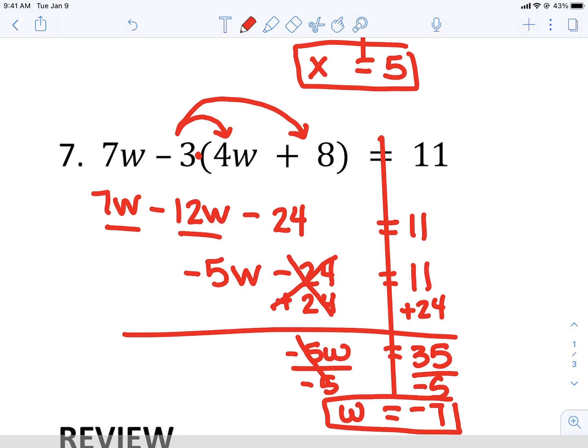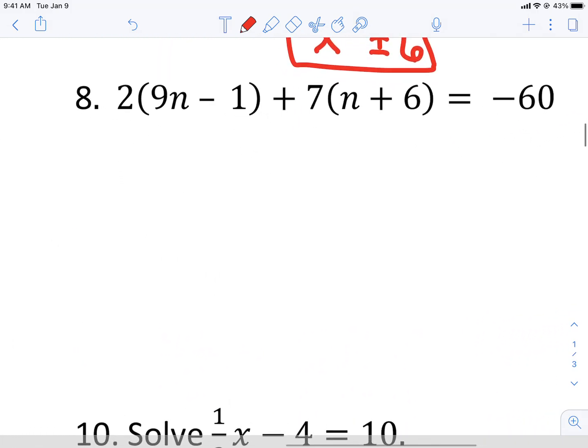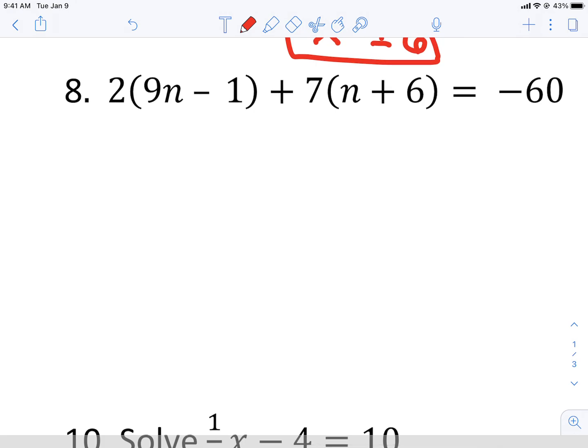W equals -7. Okay, so I want you to pause the video and see if you can figure this one out on your own. So hopefully you paused the video. This would be a question that you take step by step. So we're going to focus on this part first.